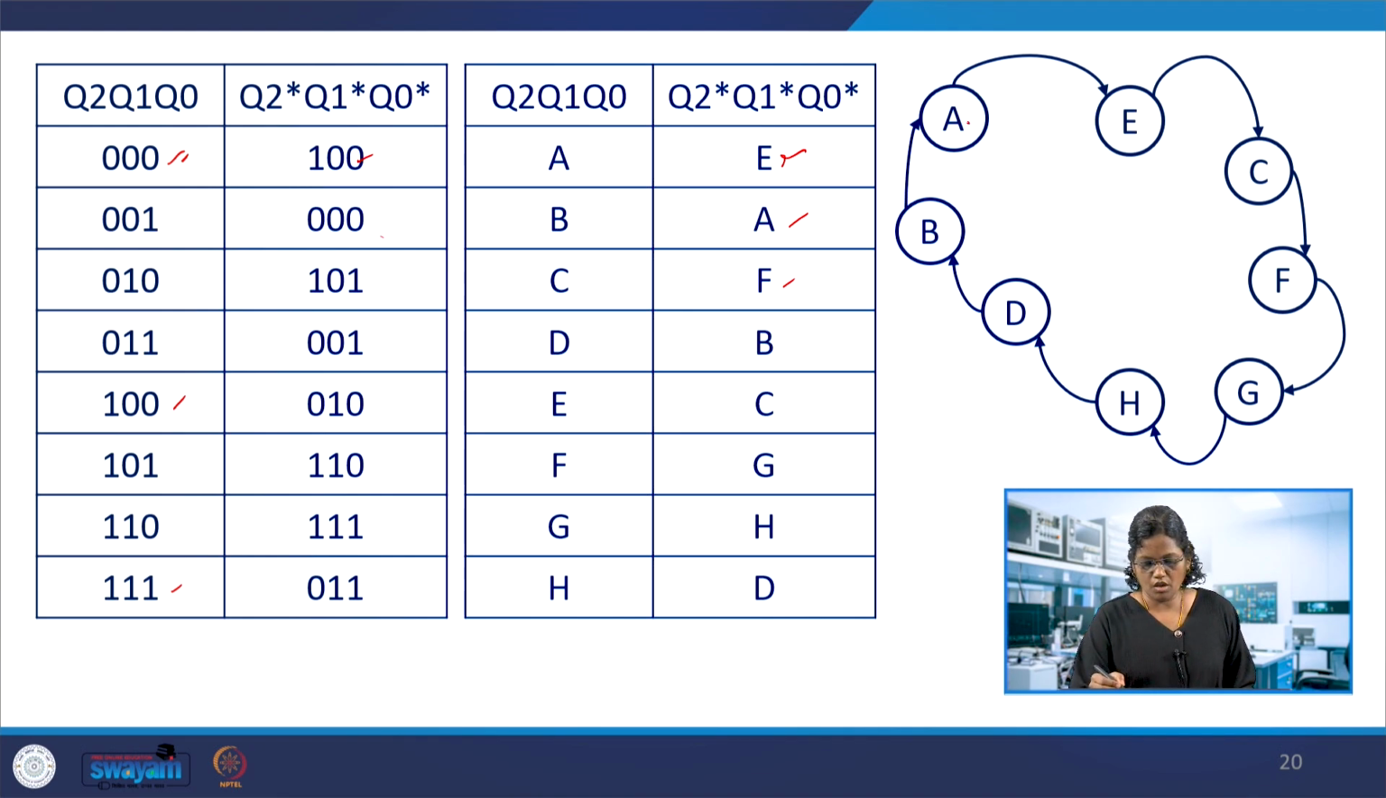At the first clock edge it is A, and then at the next clock edge it goes to E, or it can change on the negative edge also, A to E. From E it goes to C, then from C to F, from F to G, from G to H, from H to D, from D to B, and from B it goes to A. So it completes the next state sequence with respect to the clock. This is the state diagram we had obtained.